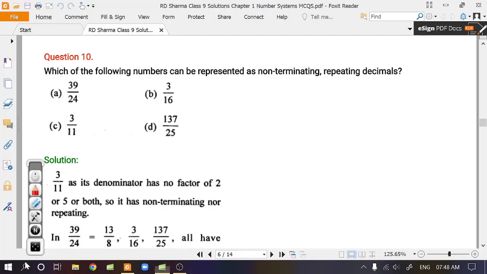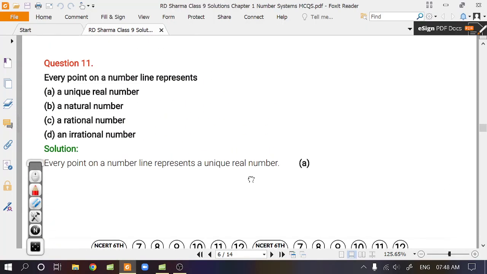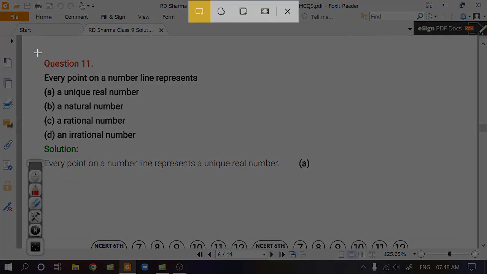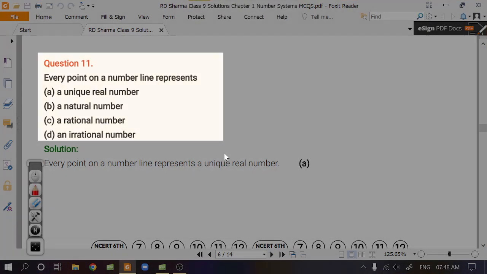Next, there are questions which we have to paste. Just take a small break.